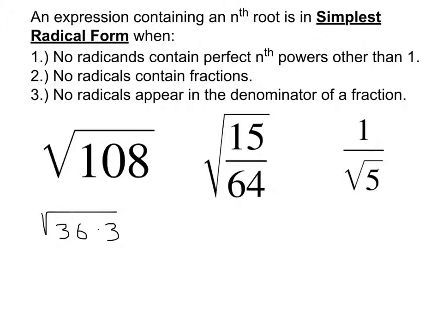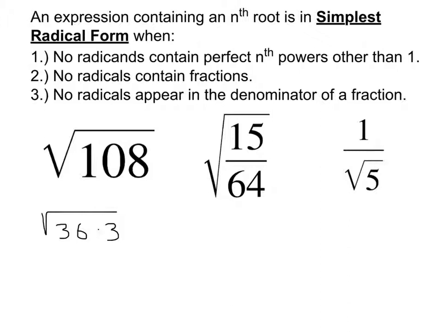The second one violates quite obviously rule number 2. No radicals contain fractions. The entire radicand is a fraction, so that's a violation of rule 2. Although it actually also violates rule 1 because 64 there is a perfect square, and that can't be, even though it's in the denominator. In a sense it's a factor, although I guess it would actually be 1/64th is the factor, but either way that's a perfect square, and so that would violate rule 1 as well. And then the third example, we have a square root of 5 in our denominator, and the bottom line is you can't have a square root in the denominator.